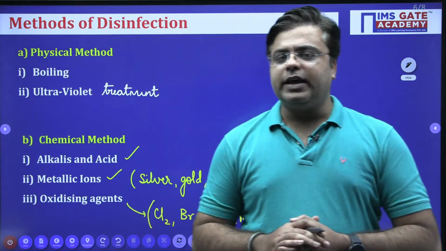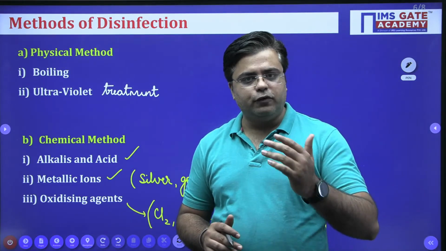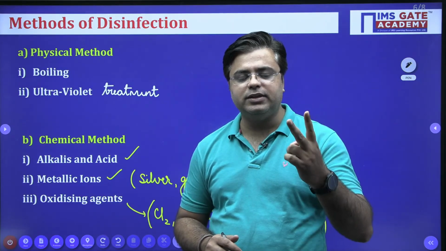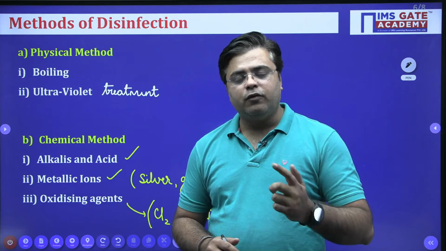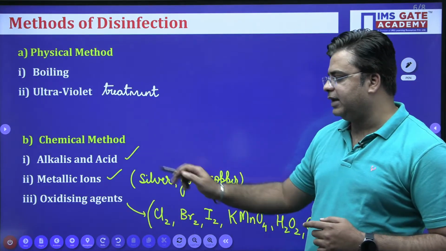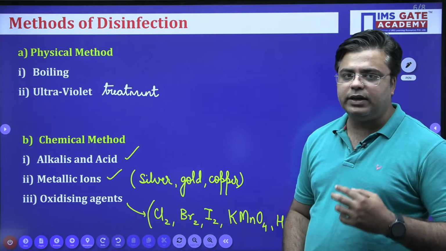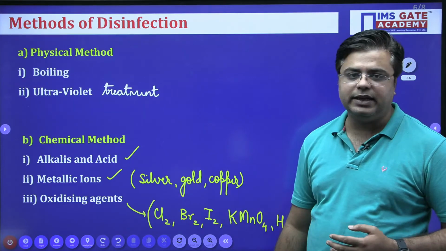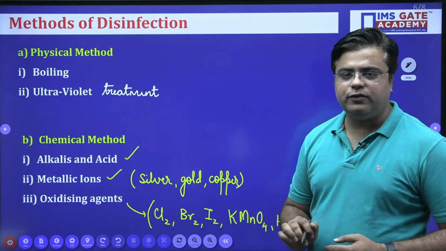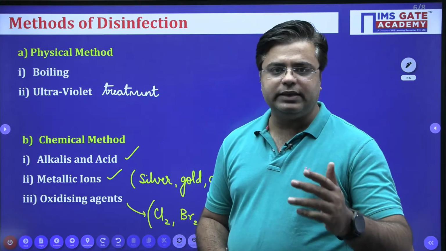So, disinfection can be carried out either through physical methods or through chemical methods. Through physical method, there are two methods for disinfection. First one is by boiling, second is by UV treatment. For chemical method of disinfection, you can either go with the treatment with alkalis or acid, or you can go with the treatment with metallic ions, and third one is treatment with your oxidizing agents, right? So, these are the different methods of carrying out the disinfection. Now, for us, only three methods are important from the exam point of view.